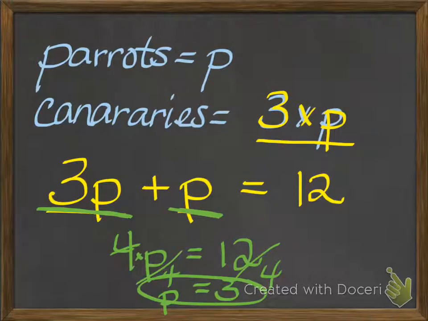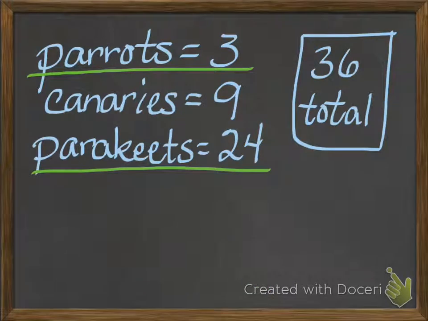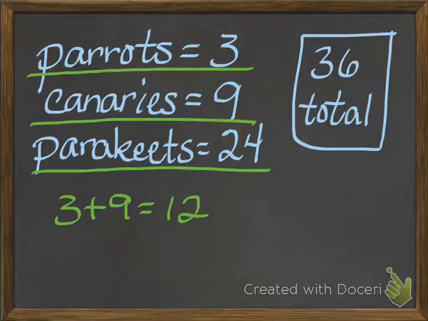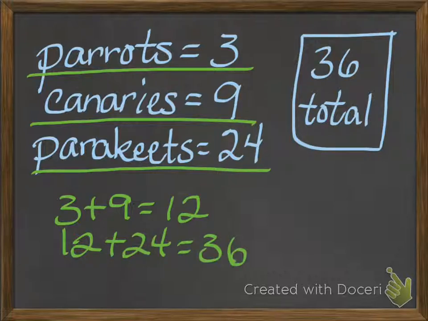Now this is the one they gave me, and I figured out that there are 3 parrots, and if the parrots equals 3, then the canaries, remember, it equals 3 times P. Well, 3 times 3 equals 9. Okay, and then I can plug them in and make sure that that all adds up. So 3 plus 9 equals 12, and 12 plus 24 equals 36, and there were 36 total. So that works.